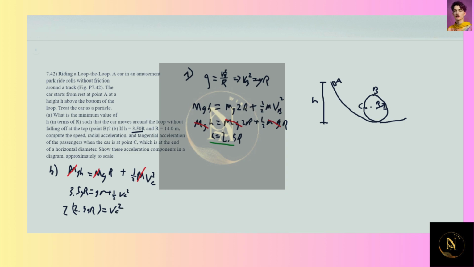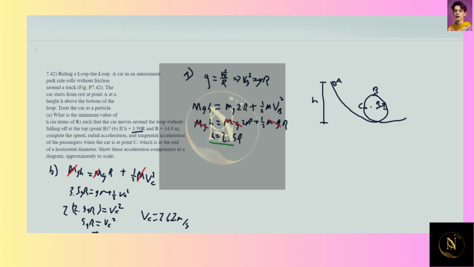So then we have 5gR equal to v_C squared. Then we can substitute what R is, 14 meters, and take a square root, and we should get v_C. v_C is equal to 26.2 meters per second.